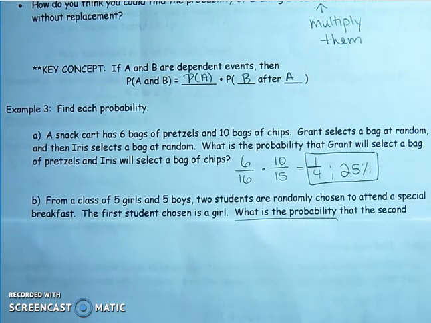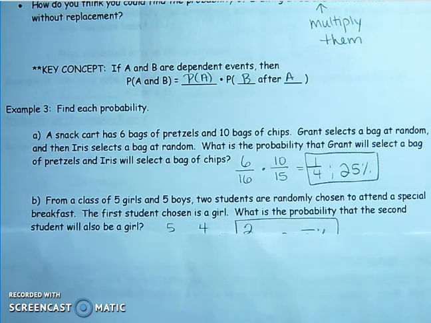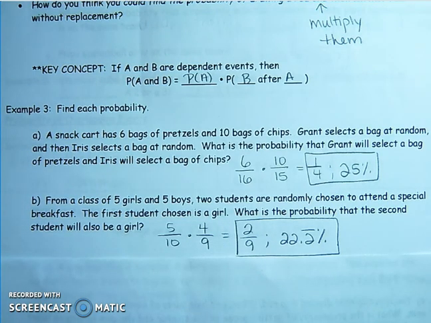The next question asks, there are 5 boys and 5 girls in the class. What's the probability that the student chosen first is a girl and the second is also a girl? So that would be 5 out of 10 for the original, but then there are only 4 girls left to choose from out of 9 because you've already chosen a student. So 5 out of 10 times 4 out of 9 is 2 ninths.